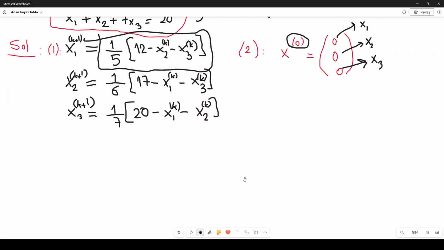And how do we start? Well, with the very first iteration. And the first iteration, right? So first iteration.